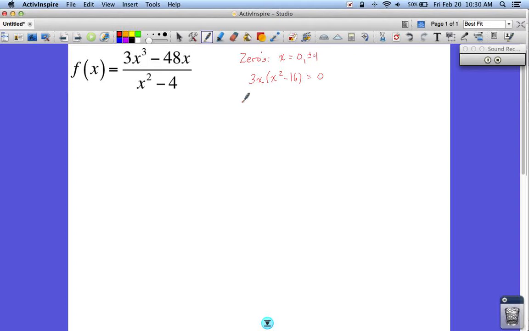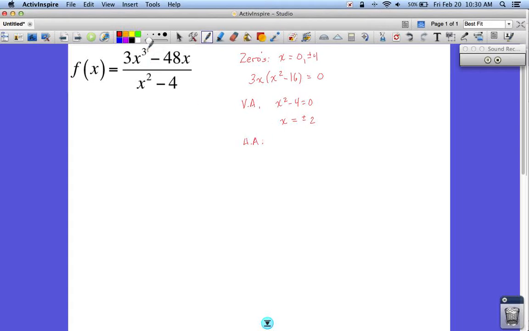Okay, we also want to find the vertical asymptotes. That occurs when the denominator is equal to 0. X squared minus 4. When does that equal 0? Because that tells us what x cannot be. So we have 2 vertical asymptotes. We want to check for horizontal asymptotes.